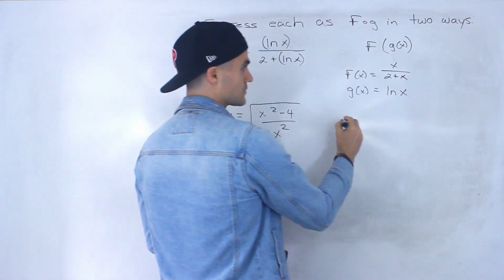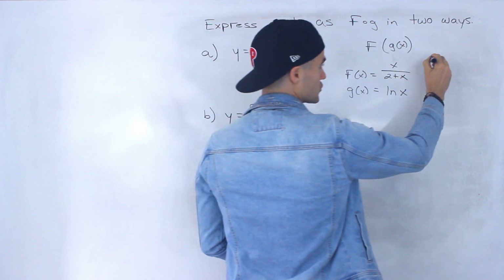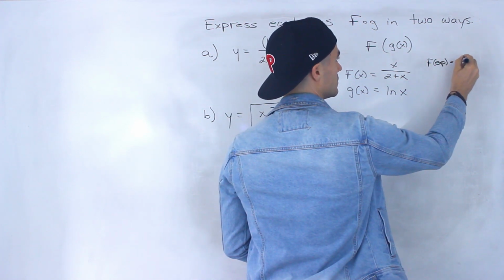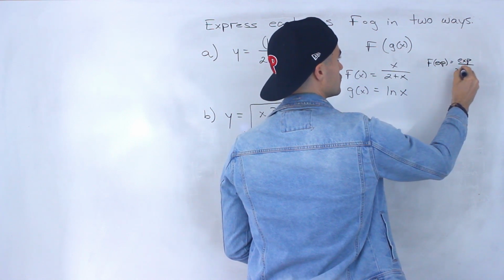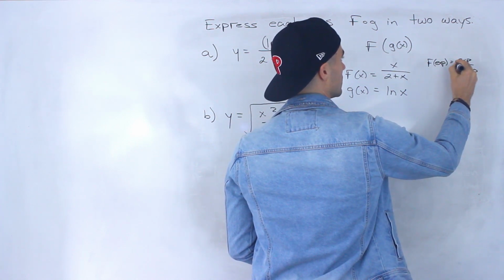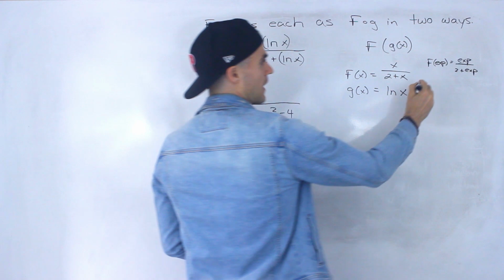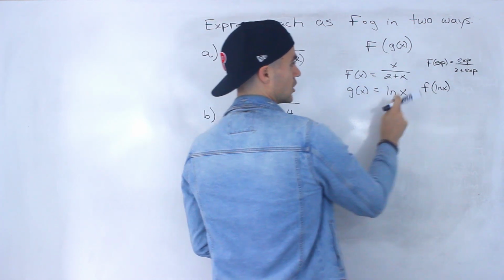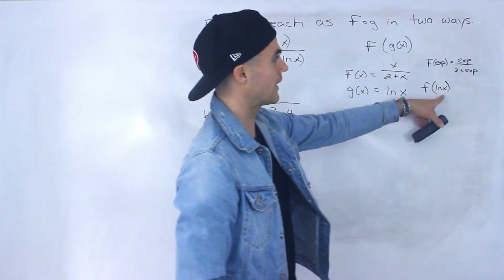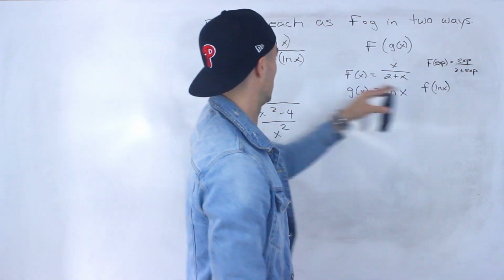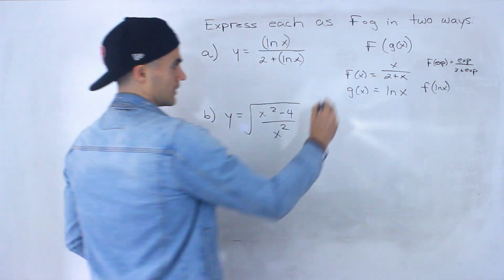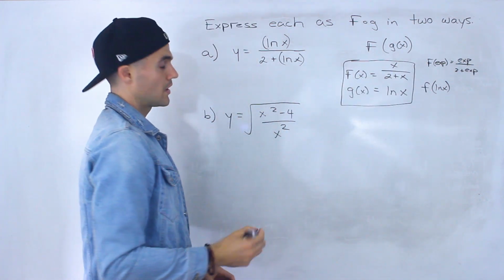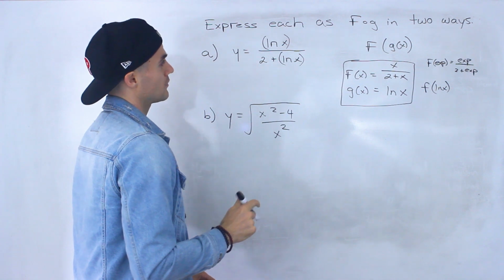So if f of x equals x over 2 plus x, that means f of an expression is that expression over 2 plus that expression. So we would end up having f of g of x, where the expression in this case would be ln x, and we would plug in ln x for this expression here. We would end up with that. So that there is one possibility for this. What would be another possibility?